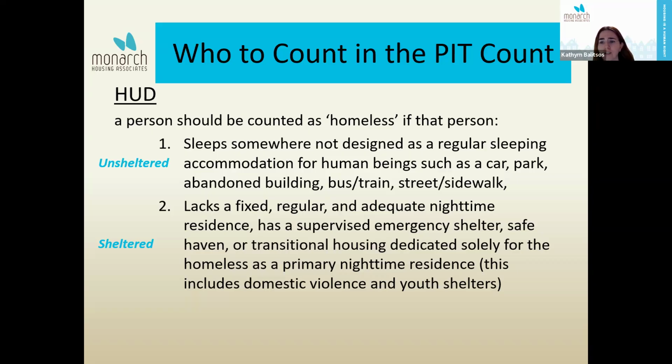Okay, so it's important to make these distinctions because it does impact the methodology. You do want to check if you are in a community that is counting someone who's at risk. Likely that's not the case. We're really just counting if someone is unsheltered, so someone who's sleeping in a space that's not designated as regular sleeping accommodation, such as a car, a park, or an abandoned building. Sheltered is a safe haven, transitional housing, emergency shelter, things like that.